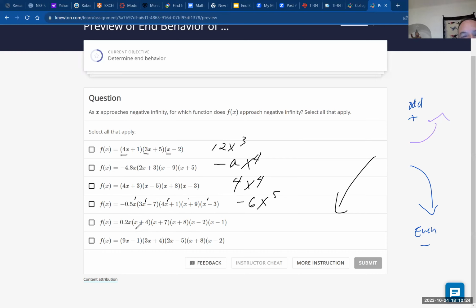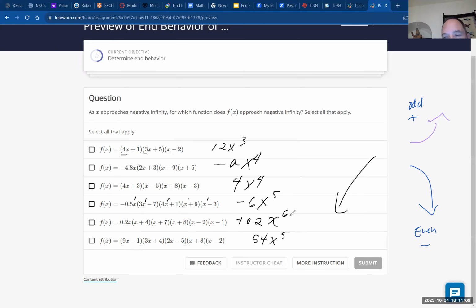This one is going to be 1, 1, 1, 1, 1. So it's going to be a 1 times 0.2, so 0.2, and it's going to be positive. And then the power is going to be x to the 1, x to the 1, x to the 1, x to the 1, x to the 1. There's 1, 2, 3, 4, 5, 6 powers of x. And then the last one is going to be 9 times 3 is 27, times 2 is 54, times 1 is 54, 4 times 1 is 54. So it's a 54. And then the powers are 1, 2, 3, 4, 5, so x to the 5.